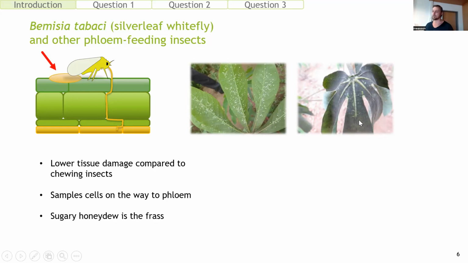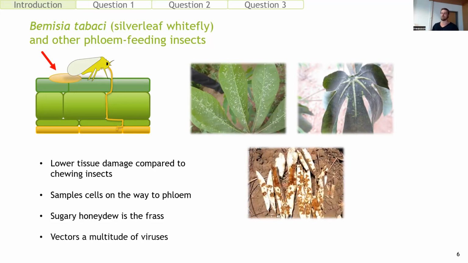To add insult to injury, it just so happens that like other sucking insects and piercing insects, they also happen to be perhaps the most efficient vectors for various plant diseases, which can basically make, especially for crop plants, the tubers in cassava, for example, necrotic, so that you can no longer basically use these as food sources.